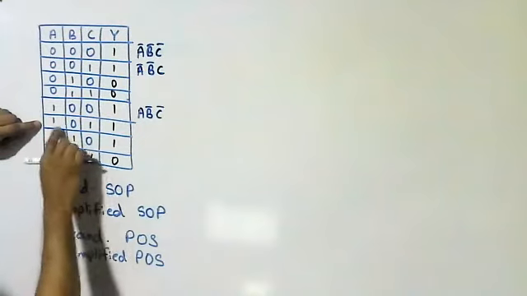Output is 1, so A, B bar, C bar. Here 1 0 1: A, B bar, C. Here output is 1, so we take min term 1 1 0: A, B, C bar. So these are the min terms, students. By using this, we can have the standard SOP expression, right?